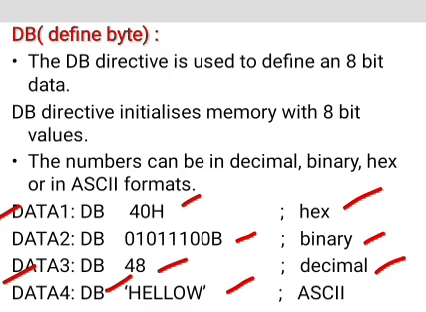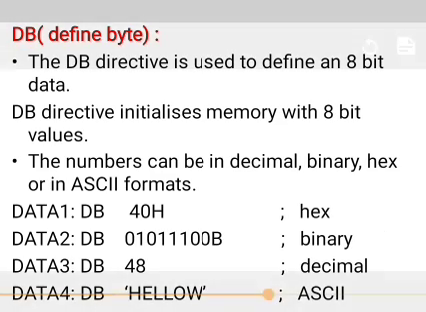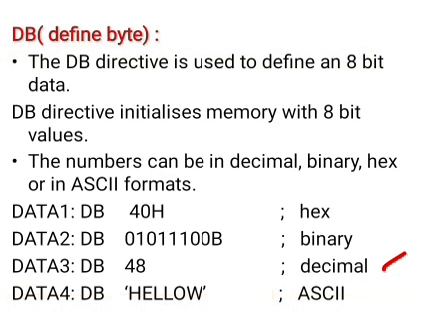That means for ASCII, the number is written in the quotation marks. For decimal, D after the decimal number is optional, but for binary and hexadecimal, B and H are required. For ASCII, the number is written in the quotation marks.